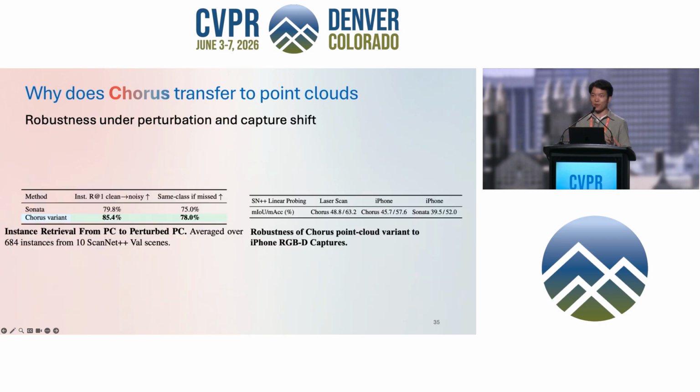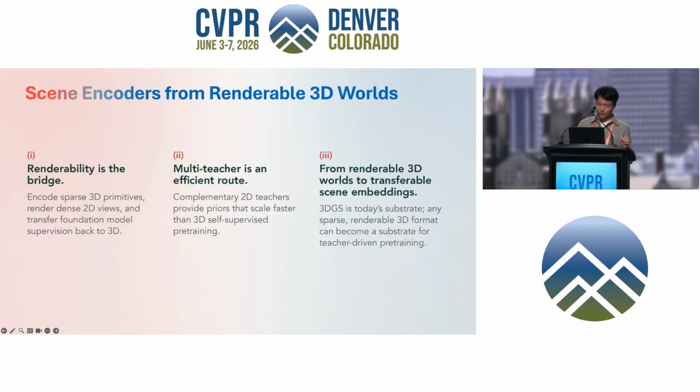We test this robustness directly. Course retrieves the same noisy instances more reliably in the perturbation experiment. And on the iPhone RGBD capture data, it remains above Sonata as well. Together, these two tests show that Course point cloud features can preserve instance identity and semantic structure under noise and capture shift.